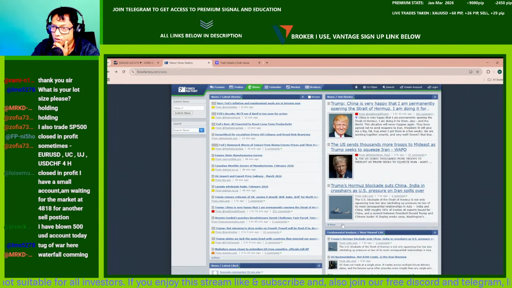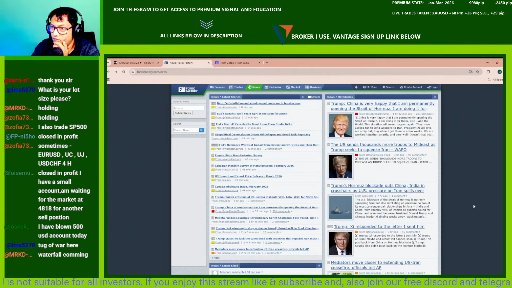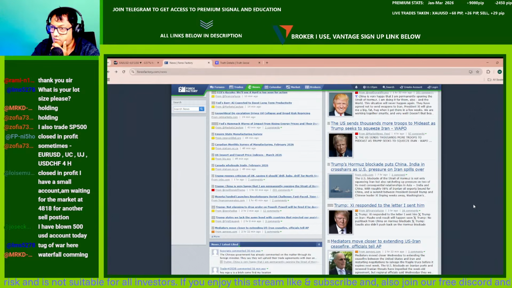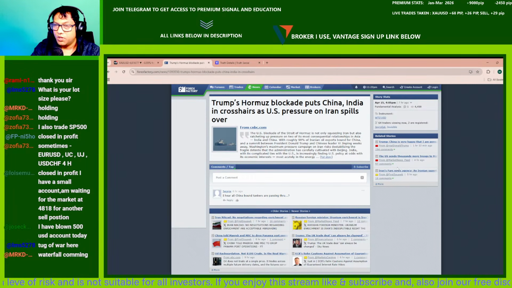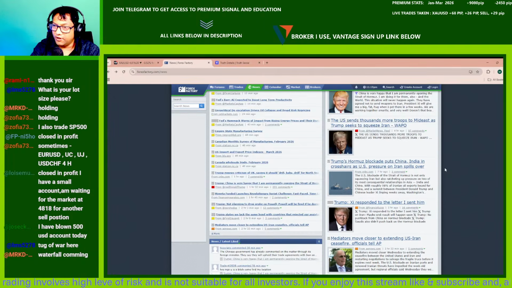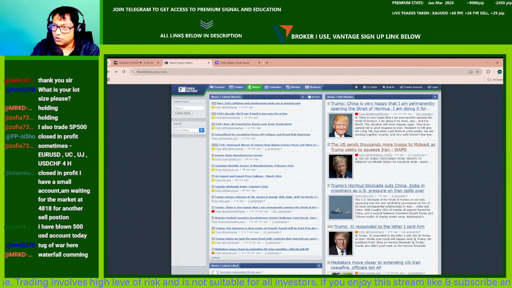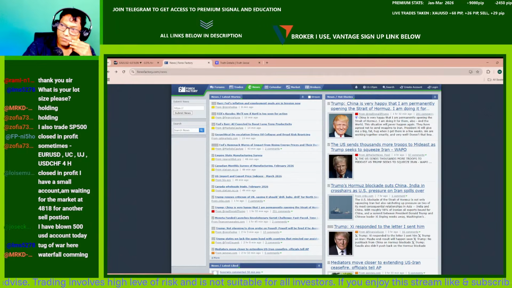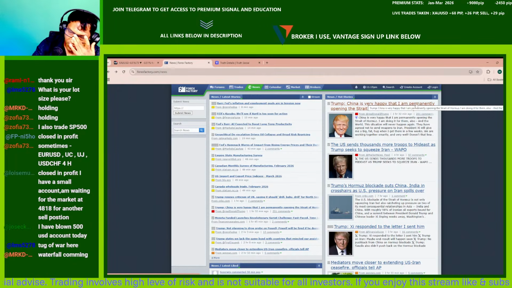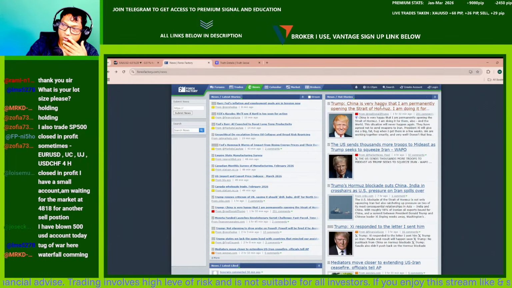Okay, here are some other moves that you can see. Trump's Hormuz blockade puts China, India, and others in the crossfire as US pressure on Iran spills over. So this is the news. These two are considered high impact. This one is the latest, 1.5 hours ago.